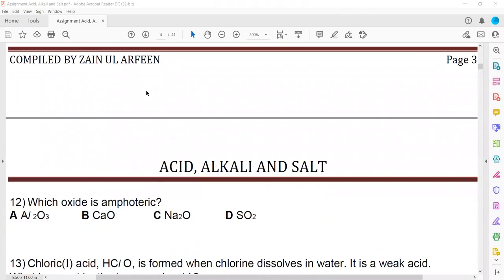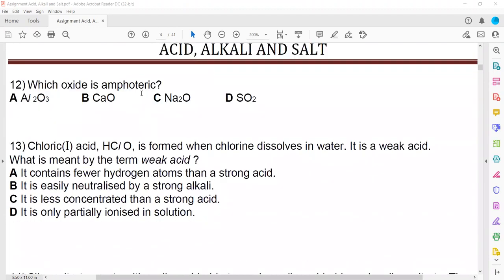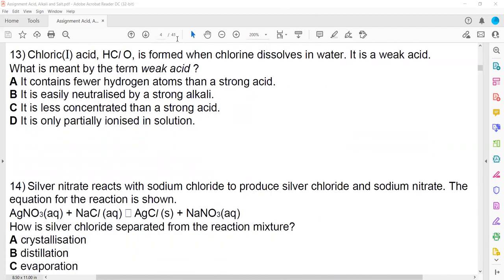Then question 12. Amphoteric oxide, again, it's a straightforward question. Amphoteric oxide means which can react with both acid and alkali. So a metal oxide like calcium oxide is called a basic oxide. Sodium oxide is a metal oxide, also called basic. Sulfur dioxide is a non-metal oxide, called an acidic oxide. Whereas aluminium, zinc and lead, these are the three options which you have to learn as amphoteric oxides. Amphoteric oxide means it can react with acid or alkali.